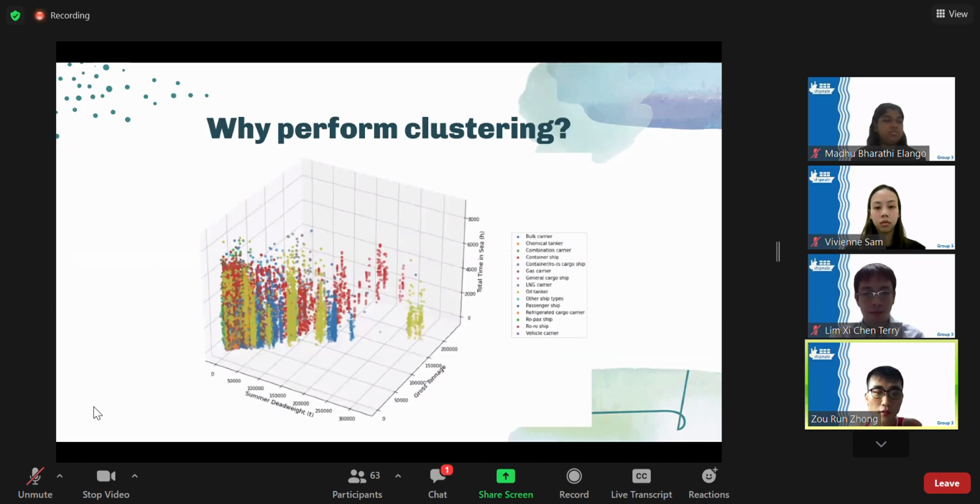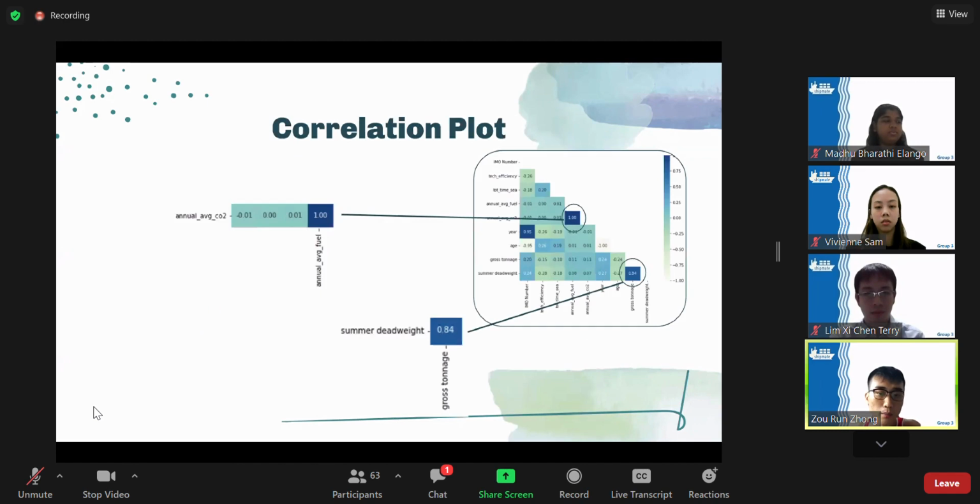Secondly, by observing the 3D plot of the quantitative variables, we're able to observe multiple clusters that exist for the same ship type, such as Ro-Ro ship in red. Using the correlation plot, we also observe that the annual average CO2 column is highly correlated with annual average fuel, while gross tonnage is highly correlated with summer deadweight. Since highly correlated features do not contribute to differentiating clusters in KMode, we decided to drop annual average fuel column and gross tonnage column.